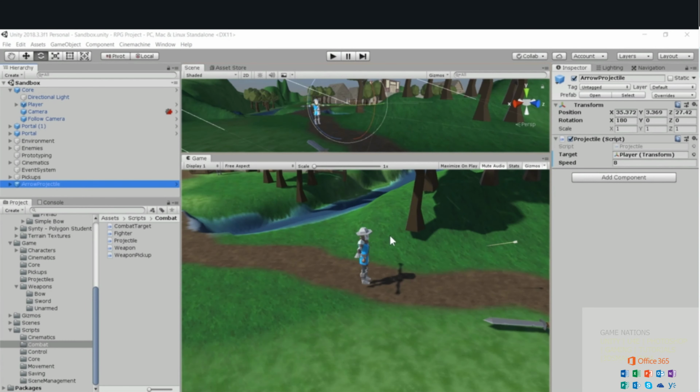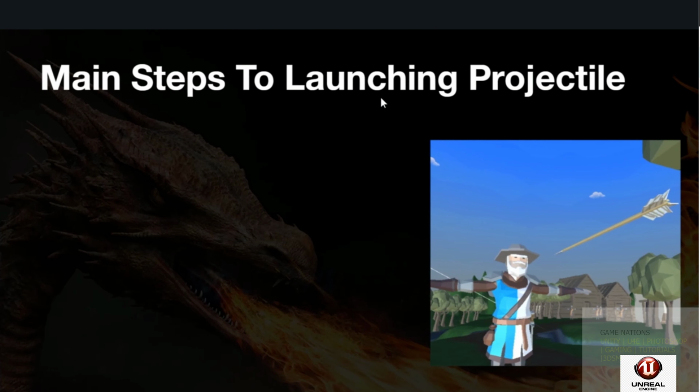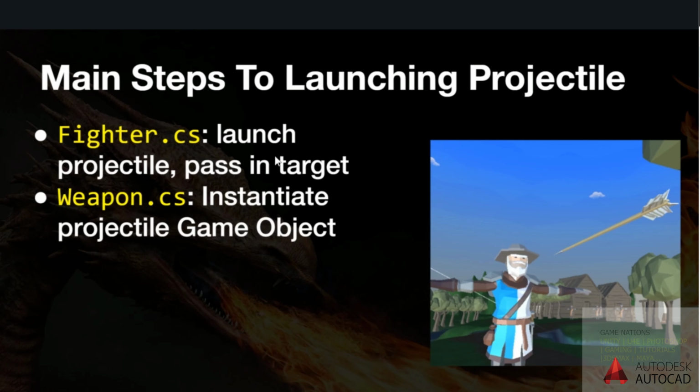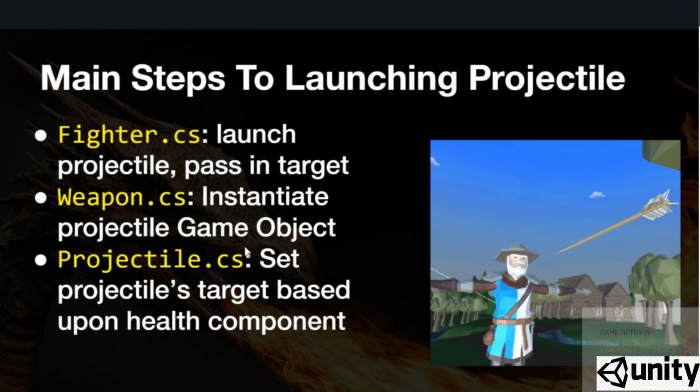Let's start with a high-level breakdown of what we're trying to do in this video. These are the main steps to launching the projectile. In our fighter script, we need to launch the projectile. So this is where we actively launch it. We need to pass in the target from fighter, because fighter knows who the target is. Within our weapon script, we need to instantiate the projectile game object to bring it to life. And then in our projectile script, we need to set the projectile's target based upon the health component that it received from the fighter. There's a few more bits and pieces we need to do, but I just want to give you a view that we have to jump into each of these scripts and hook it all together.